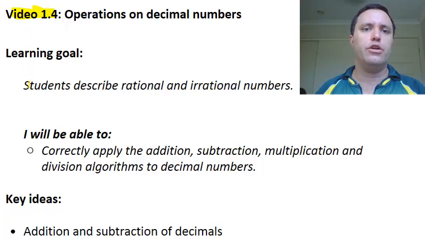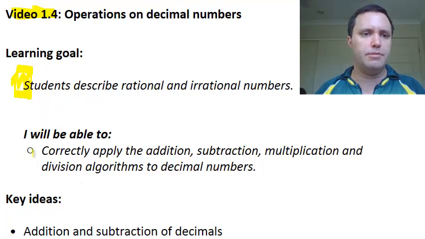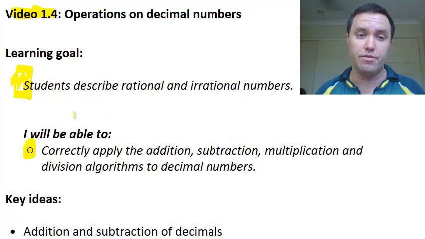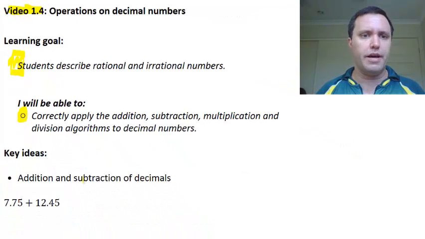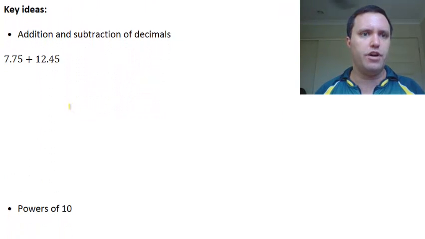Okay, our learning goal, as before, students describe rational and irrational numbers, and at the end of this one you should be able to correctly apply the addition, subtraction, multiplication and division algorithms to decimal numbers. Okay, so you should know how to use these algorithms. I'm just going to fly through how to actually use them when decimals are involved.